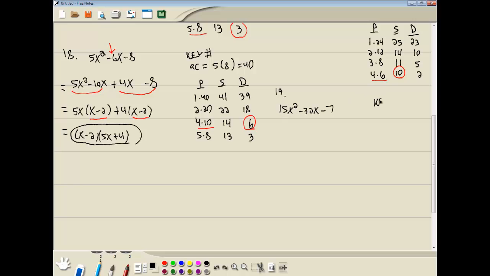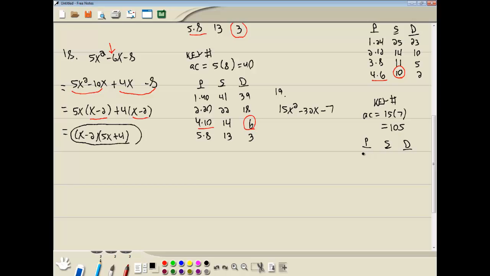This is key number. Key number occurs when you've got x squared, x, no x, and there's a number in front of your x squared. And that doesn't have to be x's, it can be any variable. So again, with the key number, we take the number at the beginning times the number at the end, ignoring signs. So 15 times 7 gives us 105.